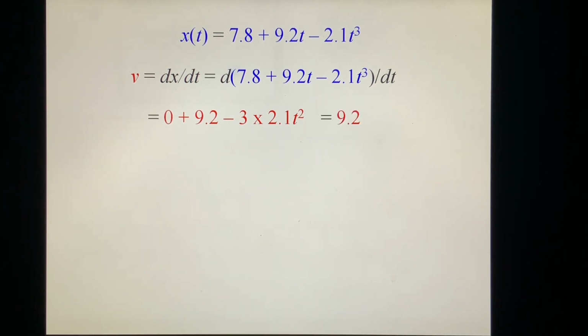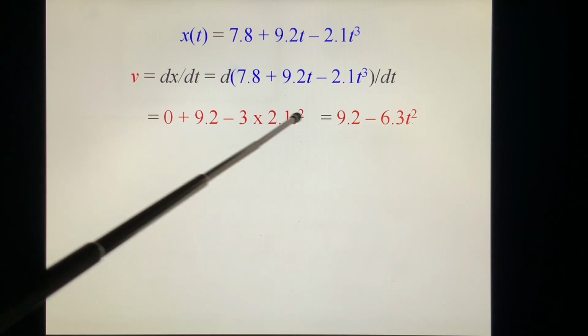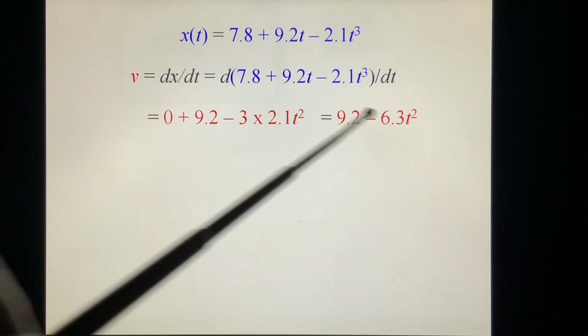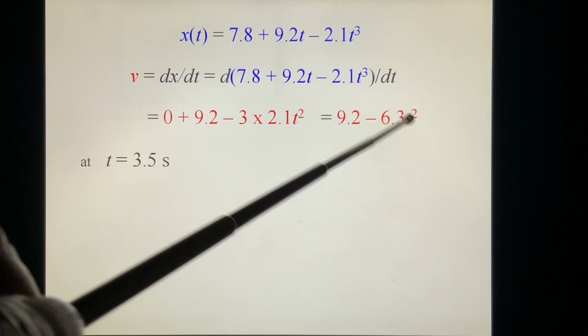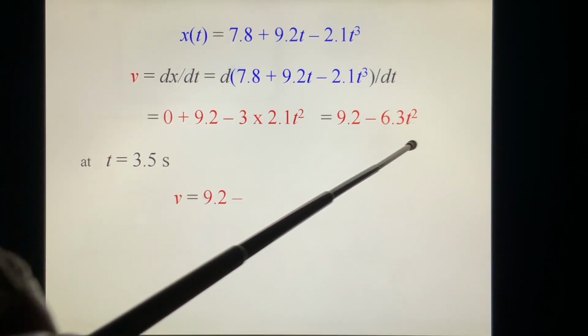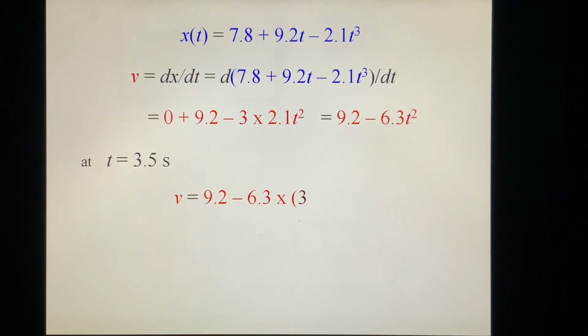At a different moment, you have a different v. So when t equals 3.5 seconds, we put t equal to 3.5 in, and we get the velocity at this moment. It's minus 68 meters per second. That means the velocity is in the negative direction of the x-axis.